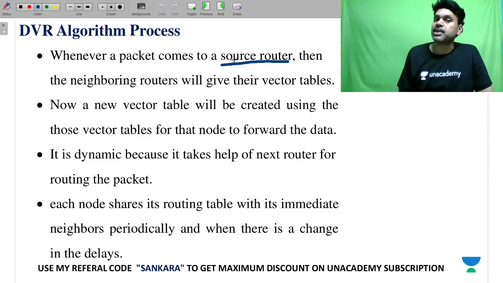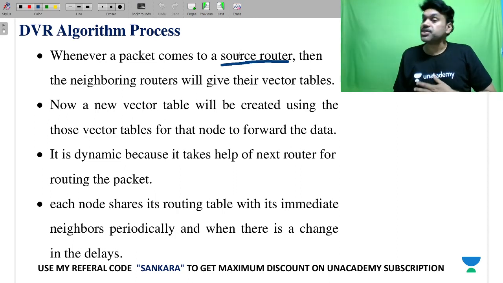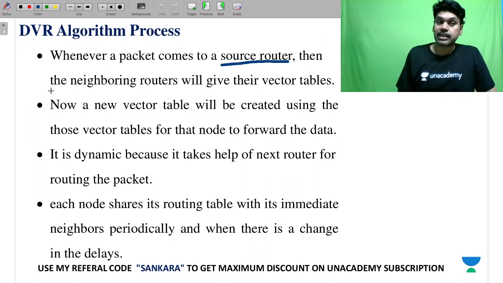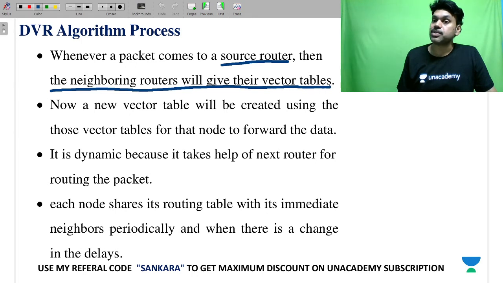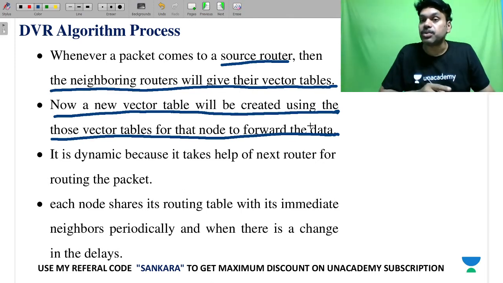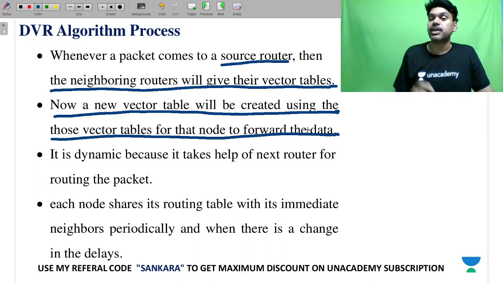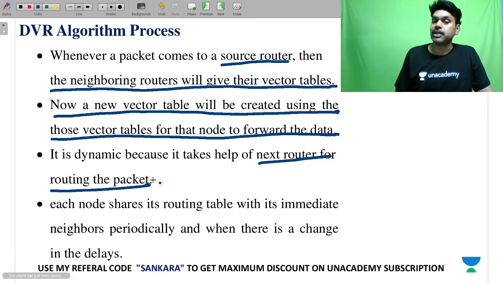Whenever a packet comes to a source router, if it is a vector destination, no problem, you can assign it. If it is a non-vector destination, then the neighboring routers will give their routing tables. Based on those routing tables, a new routing table will be created using the vector tables, and the data is forwarded. So vectors will give their vector tables to you, and you are going to find a new routing table, a new distance or length to your non-vector. It is dynamic because it takes the help of the next router for routing the packet. It is indirect delivery.